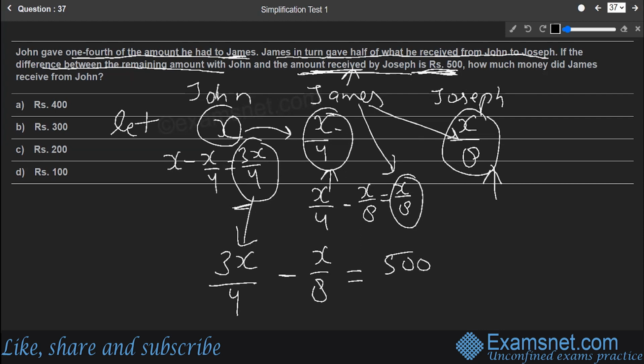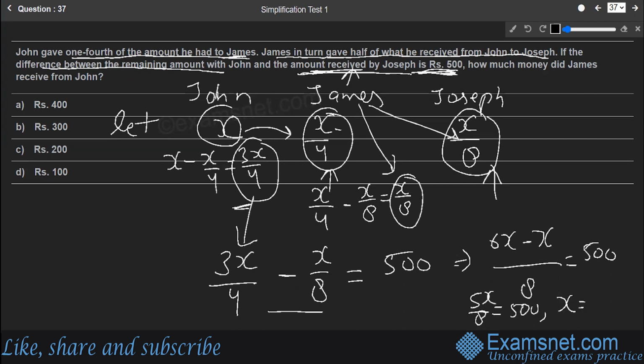We can take the LCM on this side, the LCM being 8. So it is going to be x equal to 500. Clearly it is coming 5x by 8 is equal to 500, which gives the x value as 500 by 5, that is 100, into 8, that is 800. So this is the value of x.